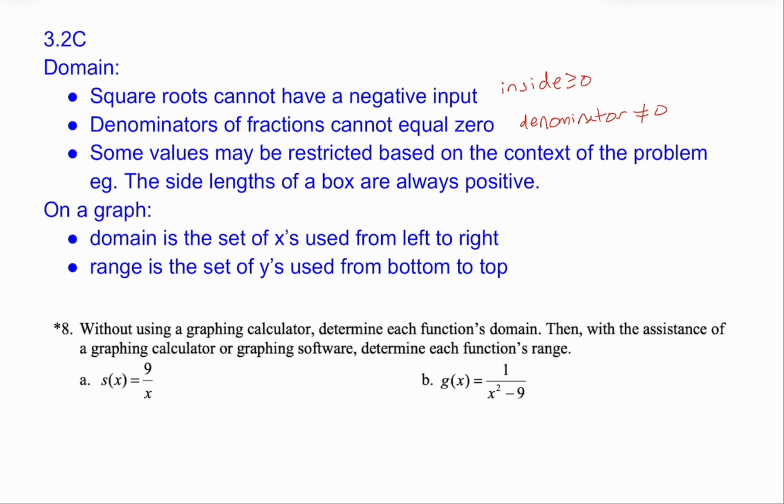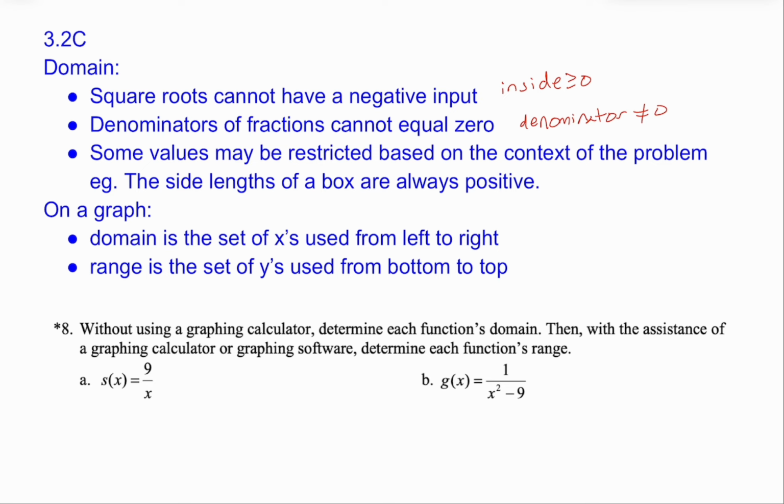Now, some values may be restricted based upon the context of the problem. Many times for real life examples, we may only include the positives, like if we're talking about length. So note, there are times where we will have some restriction based upon the context of the problem.